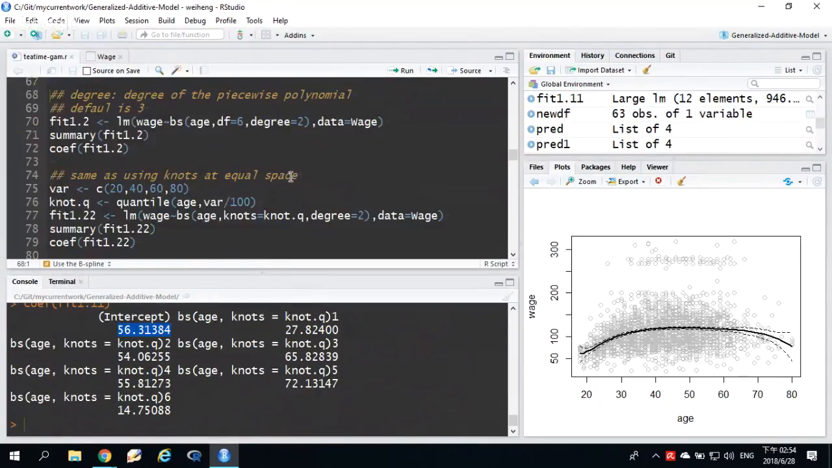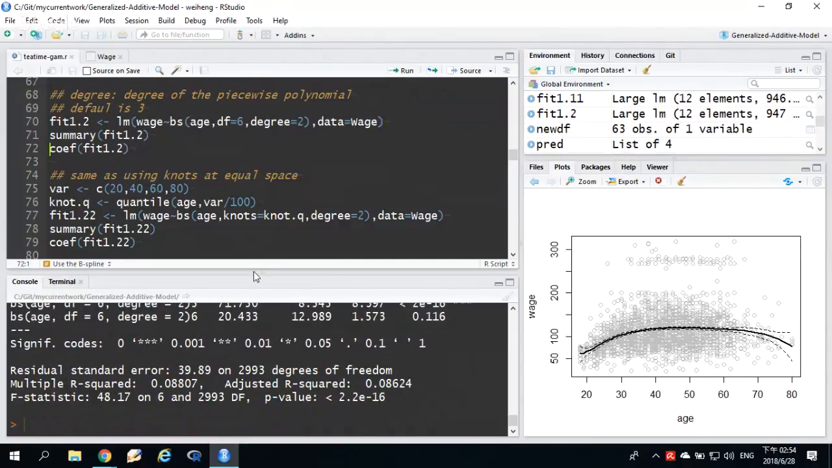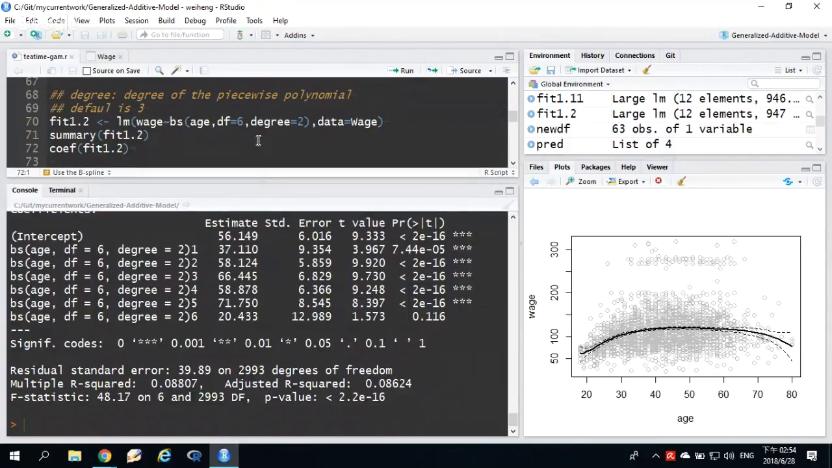The next thing, you can also use the quadratic splines. You just input degree equal to 2, and you can fit the quadratic spline, and this is the result. In this case, we choose df equal to 6. So degree is 2, so in total we have 4 knots. So 6 minus 2 is equal to 4. So the last 4 will be the knots.